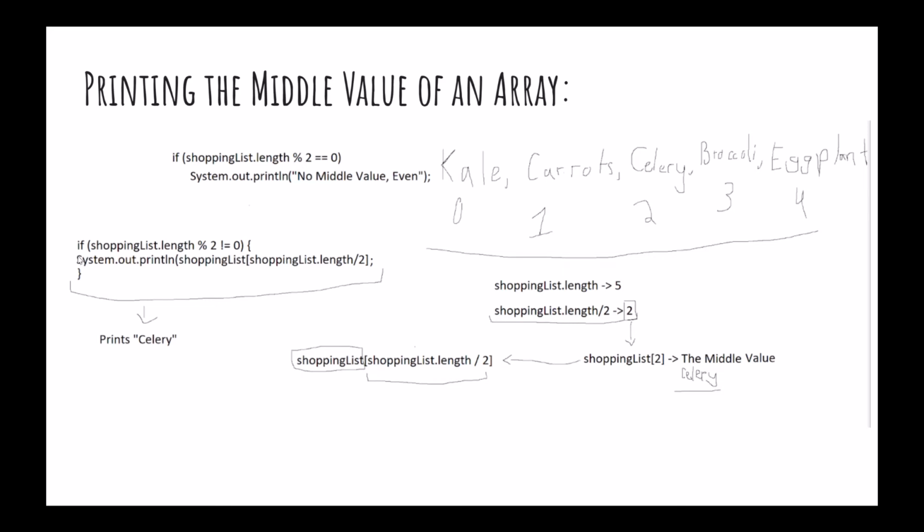So all we have to do is, if the shoppingList.length is not even, then we're going to print out this, and it's going to print out the index of shoppingList.length divided by 2, so 5 divided by 2, that's going to be 2, so the index of shoppingList at 2, and that's the middle value. So to print the middle value, all you have to do is array[array.length / 2], and that's it.